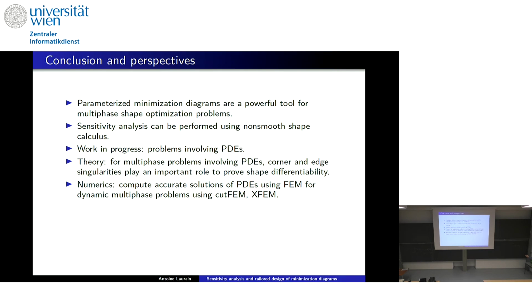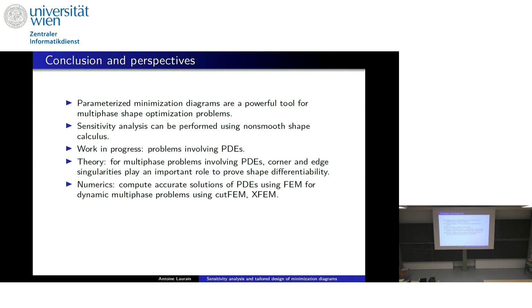So now we are working on problems involving PDEs. And here it really leads to some interesting problems because the main issue with PDEs are the corner and edge singularities that play an important role in proving the shape differentiability. So they can sometimes have a very negative effect, like they can prevent you from writing the boundary expression of the shape derivative, or they can even destroy the shape differentiability if the singularity is too strong. So this is really something you have to do case by case. For each PDE, you will get different singularities.